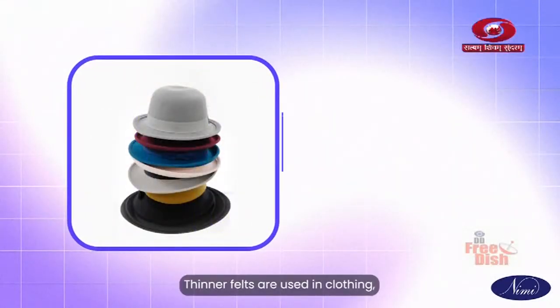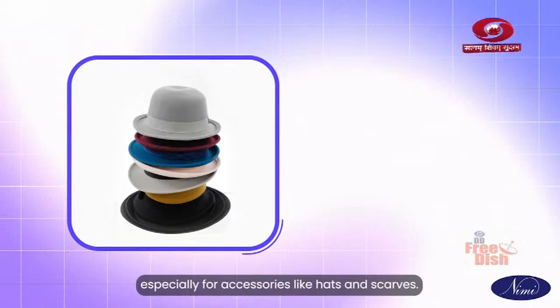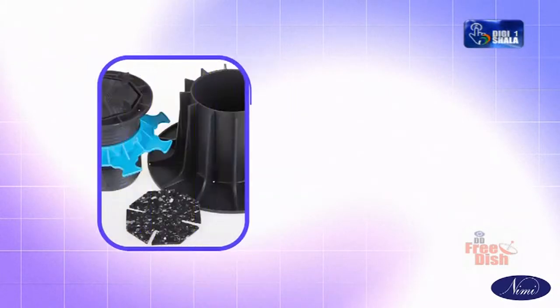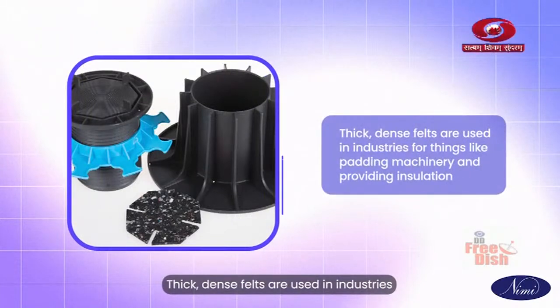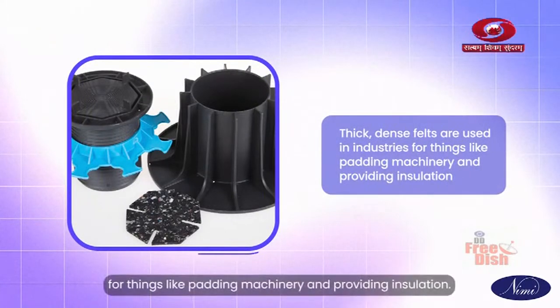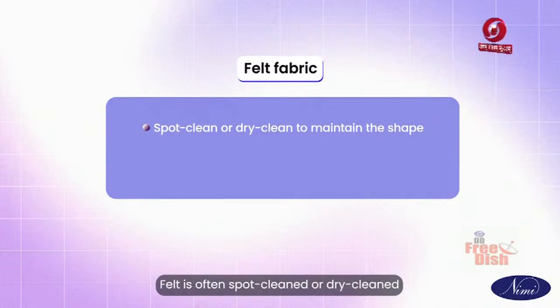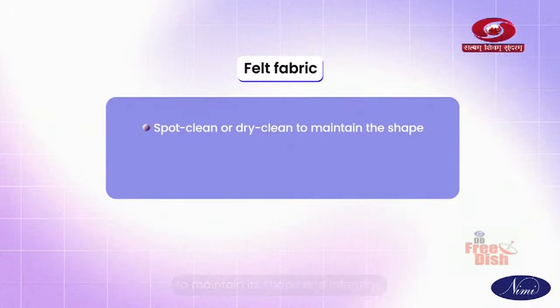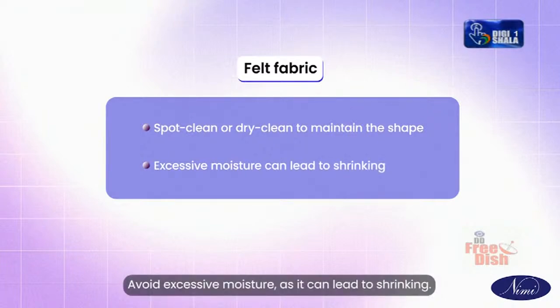Thinner felts are used in clothing, especially for accessories like hats and scarves. Thick, dense felts are used in industries for things like padding machinery and providing insulation. Felt is often spot cleaned or dry cleaned to maintain its shape and integrity. Avoid excessive moisture, as it can lead to shrinking.